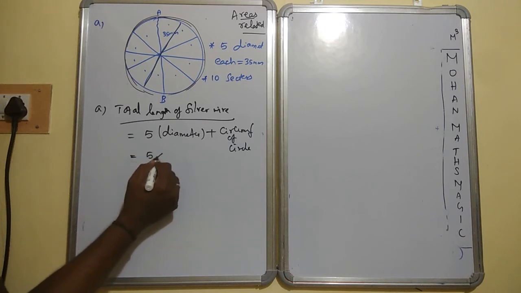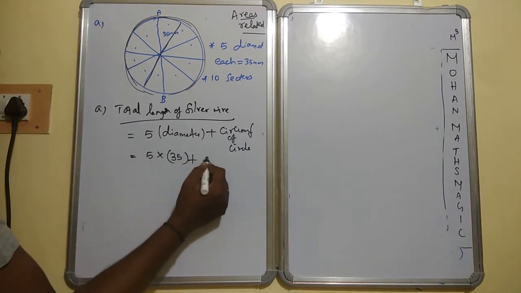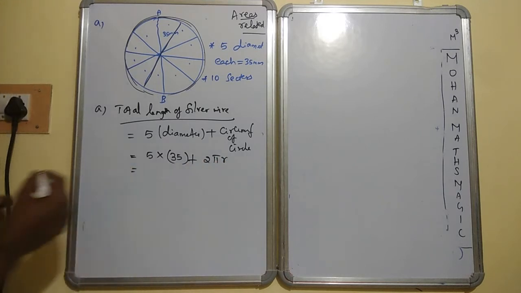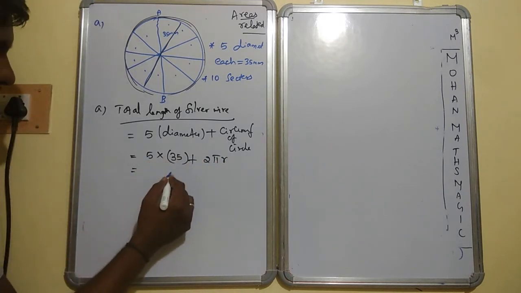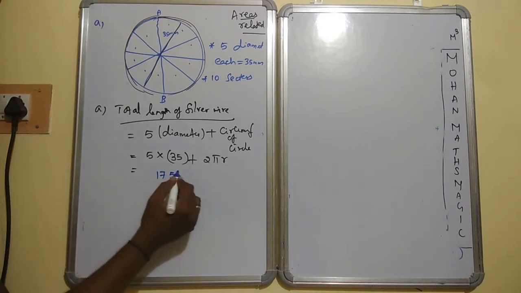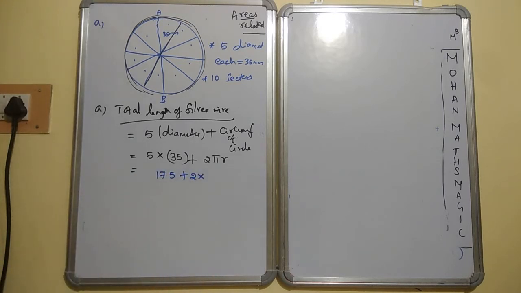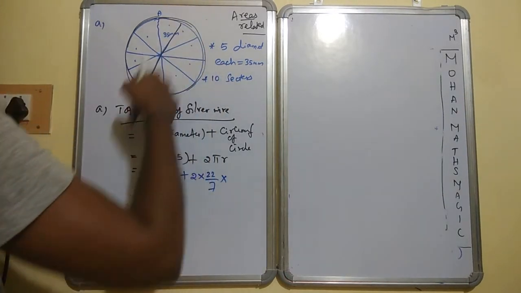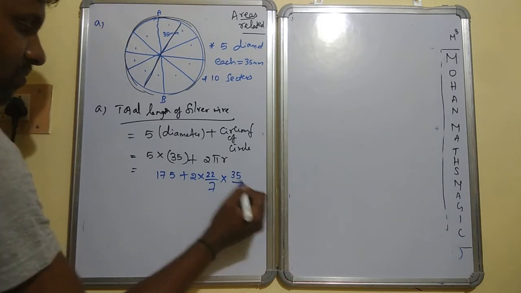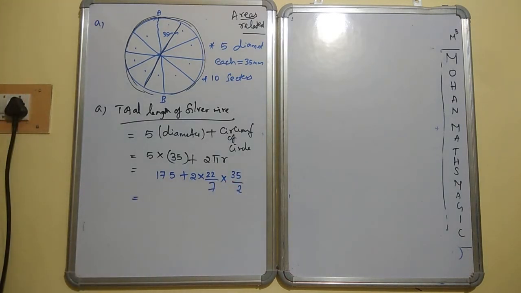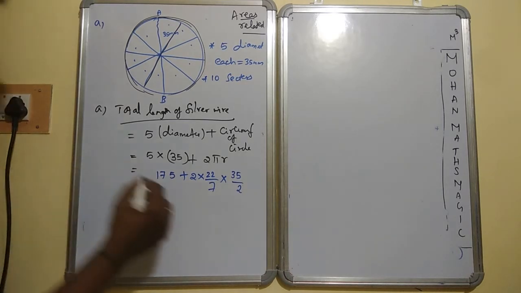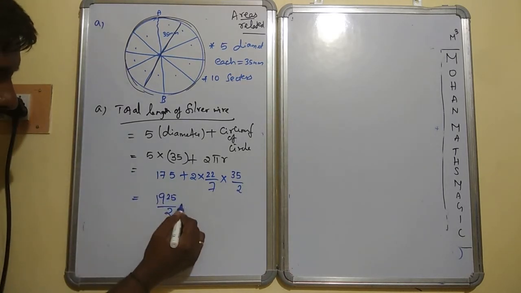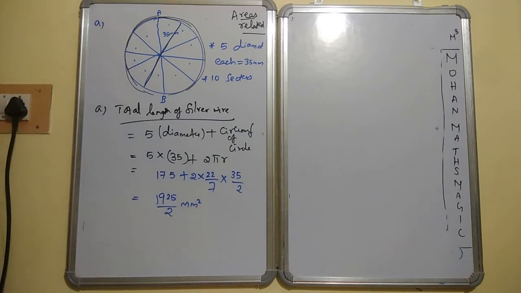So 5 diameters, how much is each? 35 millimeter. Circumference of a circle formula is 2 pi r. Therefore 5 times 35 is 175 plus 2 times pi value, nothing is given, so 22 upon 7, radius. Diameter is 35, now radius is 35 upon 2. With the normal calculation, you will be getting the answer 1925 by 2 millimeter square.